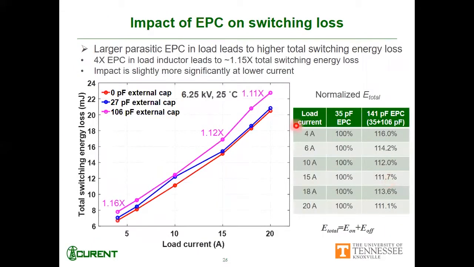And what about the total switching energy loss, I mean, Eon plus Eoff? That increases because the turn on loss dominates. Here shows the detailed data. If we have four times higher EPC, 141 versus 35 picofarad, that gives us about a 15% increase in the total switching energy loss. You can see here it's about 15%, and the impact is slightly more significant at lower current.